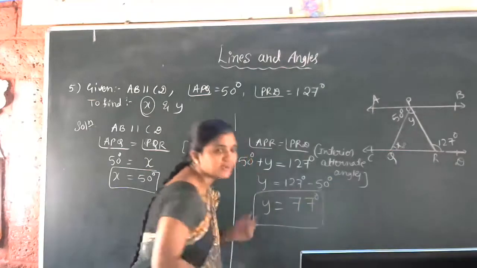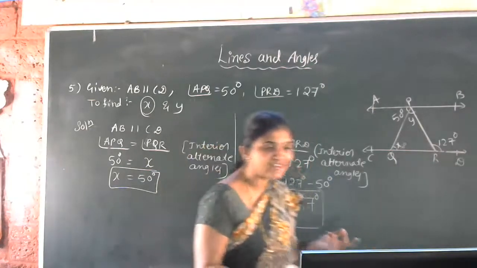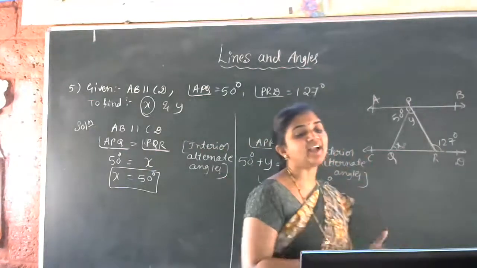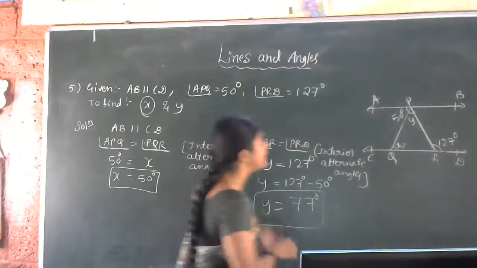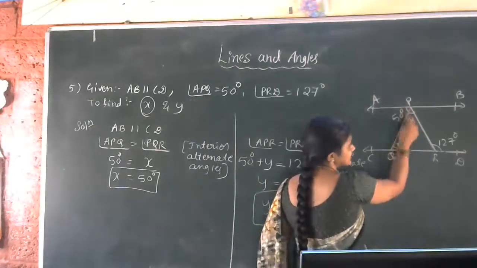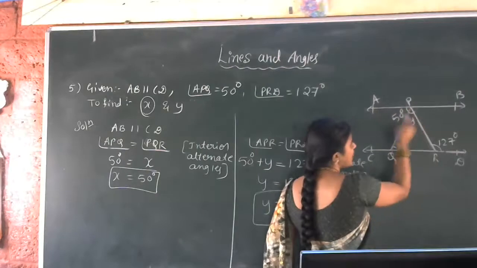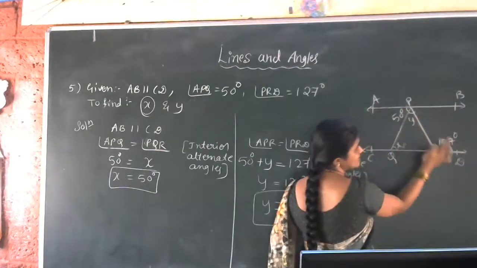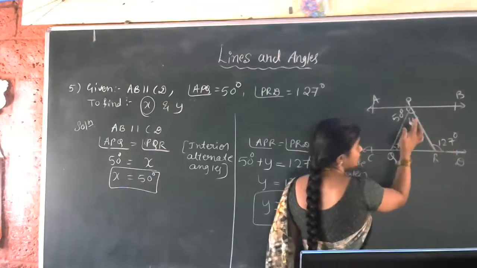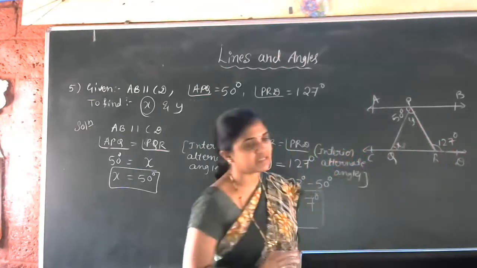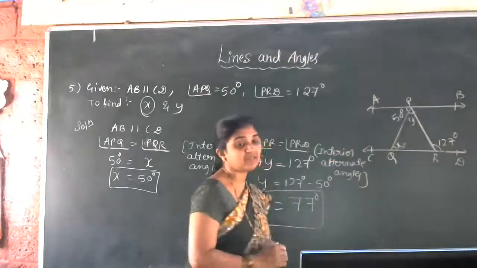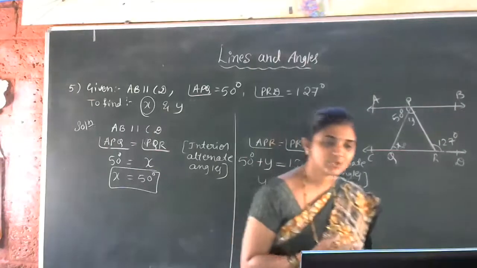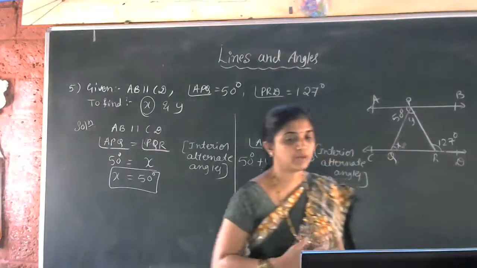This is the end of the problem. Very simple, students. For both X and Y, we apply the interior alternate angles topic. See here, for the first X we took the small Z shape, and for Y also we took the Z shape. Here 50 plus Y is equal to 127, therefore Y is equal to 127 minus 50, so that is 77 degrees. This is a very simple problem. Is that clear, students? This is about the fifth problem solution.